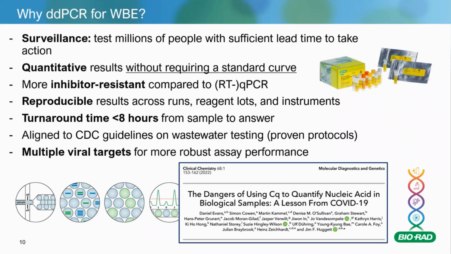So the one big benefit is no standard curve, because it's an absolute quantification method. It's much more inhibitor tolerant compared to qPCR. It's reproducible. It's got a quick turnaround time, and these are just some of the small benefits that, when added together, make a huge difference in actual monitoring of patient samples.